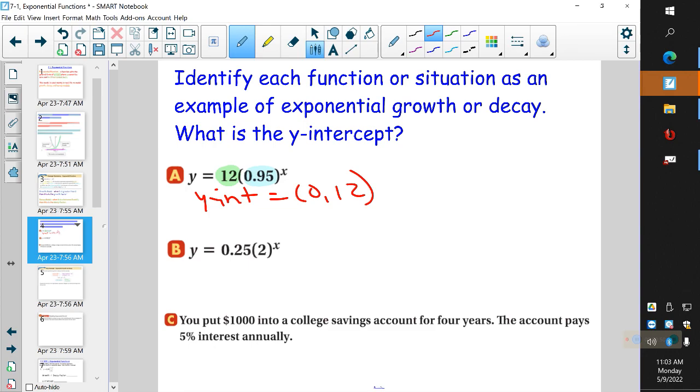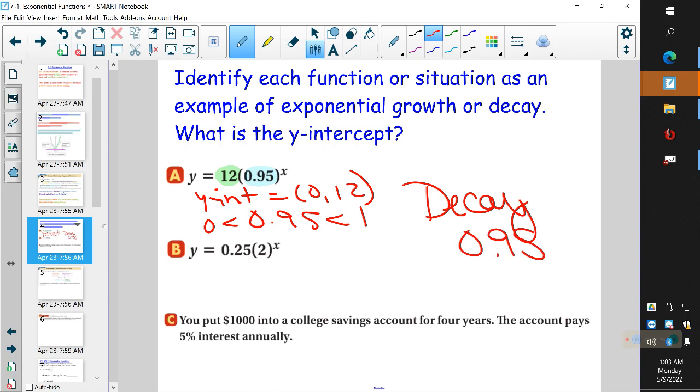Now, 0.95, is that between 0 and 1, or is that greater than 1? It is between. So therefore, that means this is going to be a decay. Do we all understand that? That's going to be a decay, and the decay factor is 0.95. That's how much it is decaying.